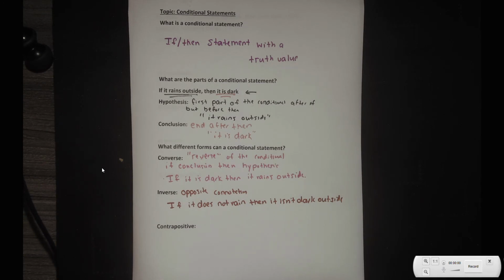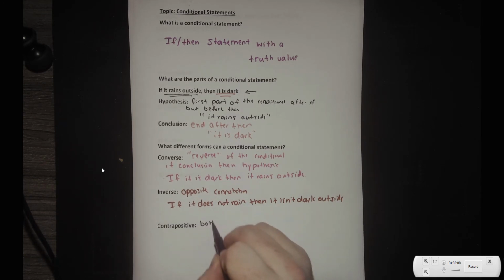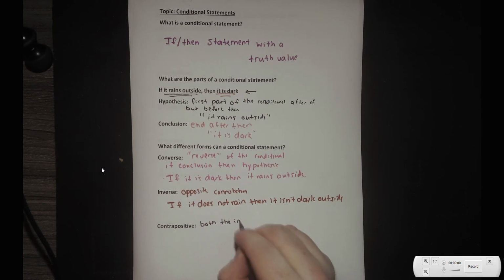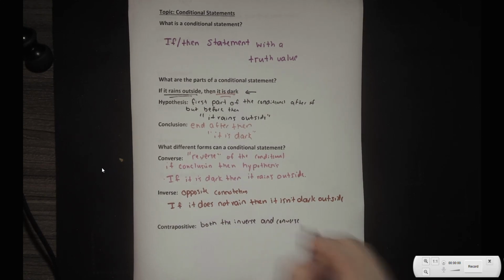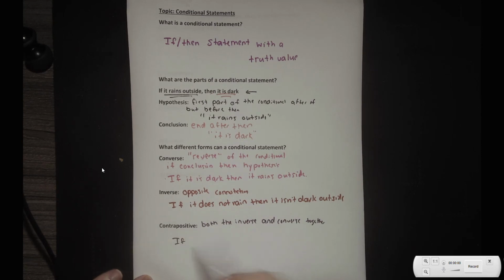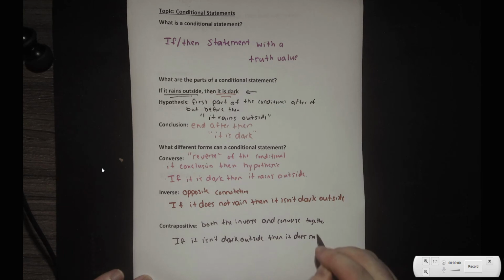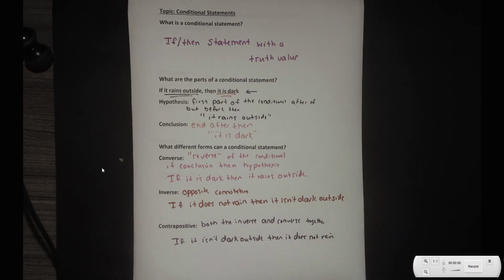Finally, we have what's called the contrapositive, which is both the inverse and converse together. So basically, you make it negative and you flip it. The opposite connotation, you flip it. So it basically becomes if it isn't dark outside, then it does not rain. Okay, and so there's your different forms: converse, inverse, contrapositive.